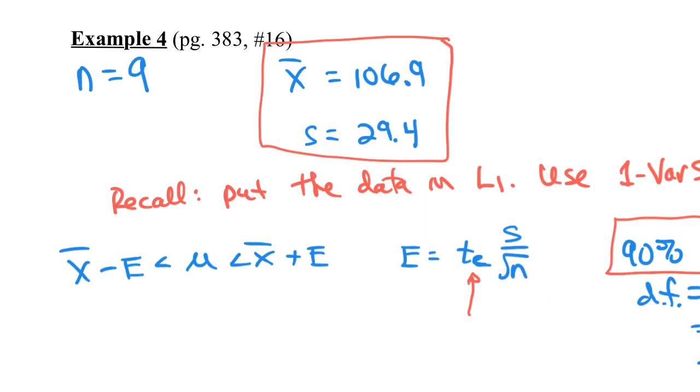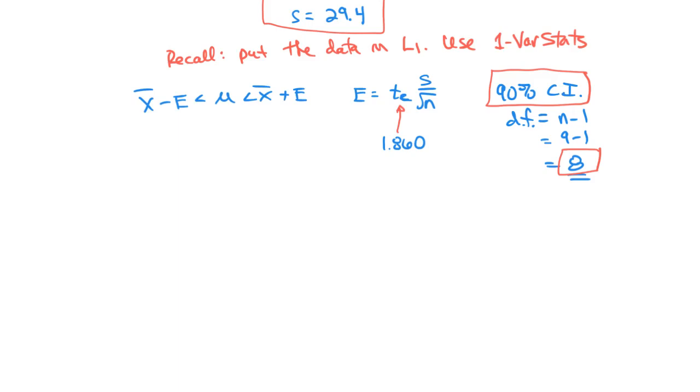So we've got 1.860. So we can build E now to see what we've got. E equals 1.860 and little s, 29.4, over the square root of n. Remember, what's an easy mistake to make here? Don't put that, right? Put n. N is 9, so plug a 9 in here. And if you go through the arithmetic here, you should get about 18.2.